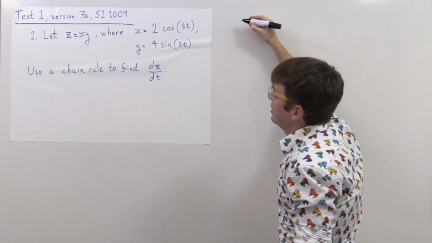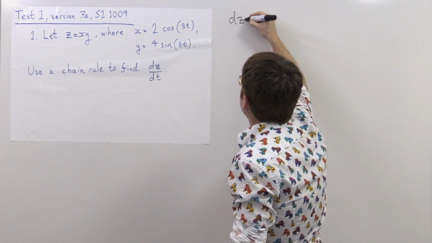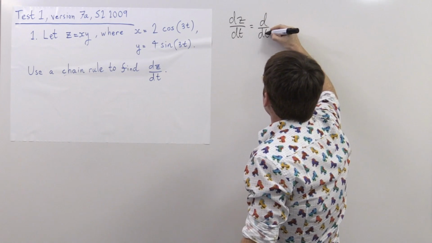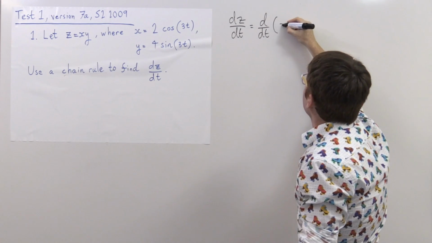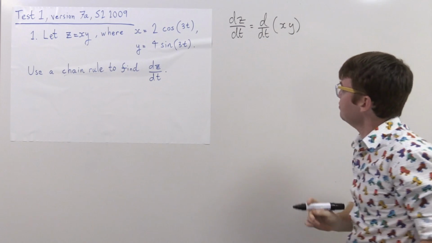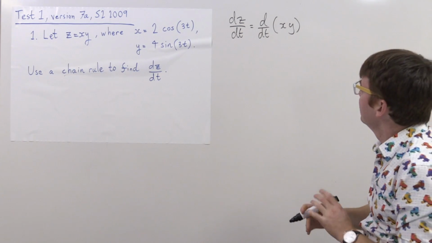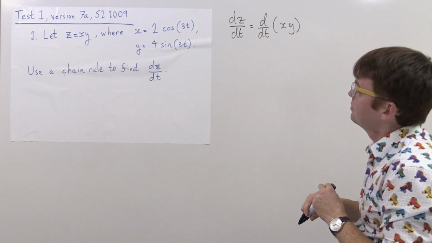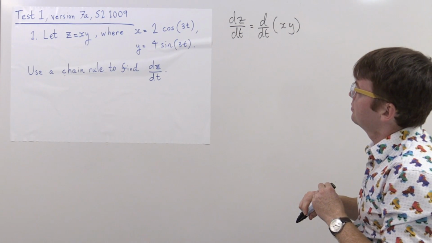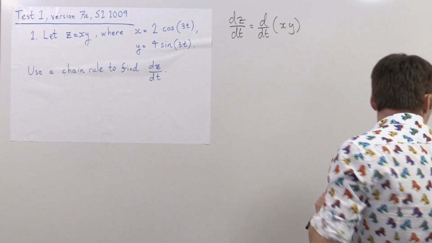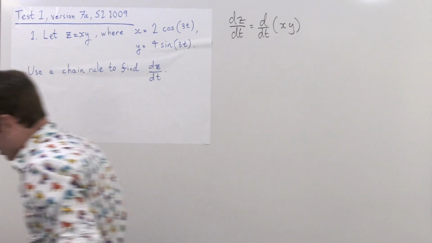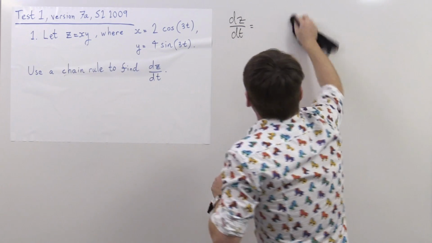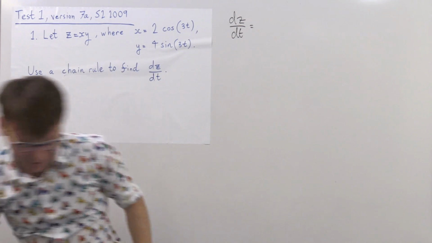So we're just going to write out dz/dt, which is equal to d/dt of x times y, because that's what z is. Now, no, I'm doing it as the product rule. I'm doing exactly the thing that I said not to do.